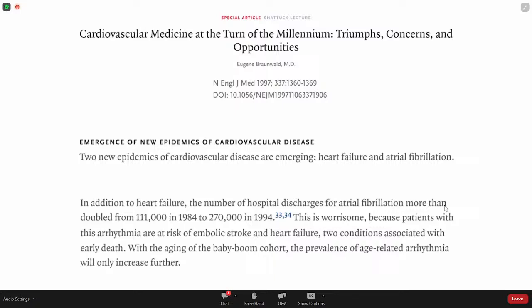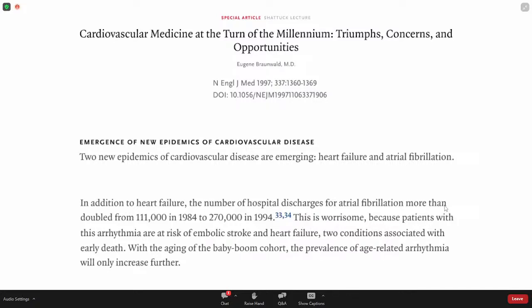In addition to heart failure, the number of hospital discharges for AFib more than doubled from about 100,000 in 1984 to 270,000 in 1994. That number now is over about 500,000. This is worrisome because patients with this arrhythmia are at risk for embolic stroke and heart failure, two conditions associated with early death. With the aging of the baby boomer cohort, the prevalence of age-related arrhythmias will only increase further.